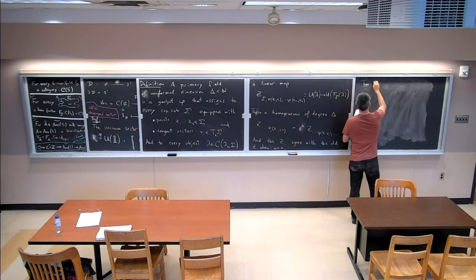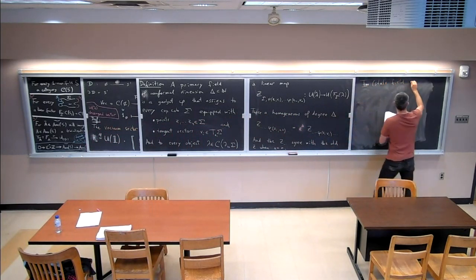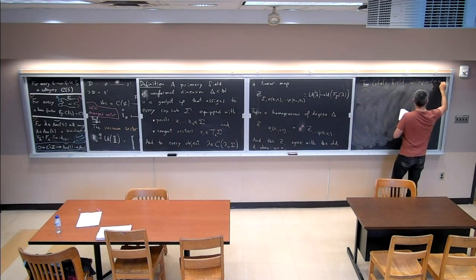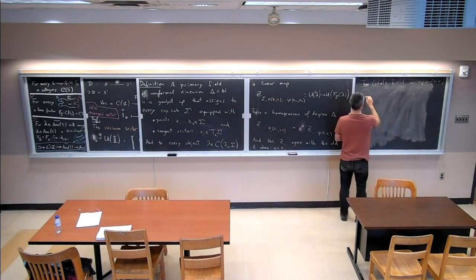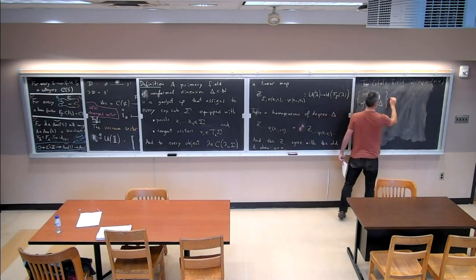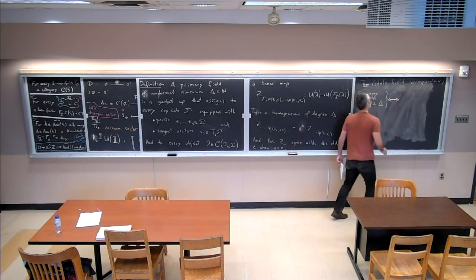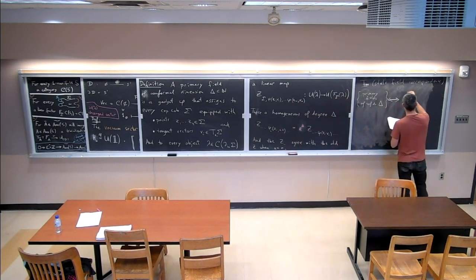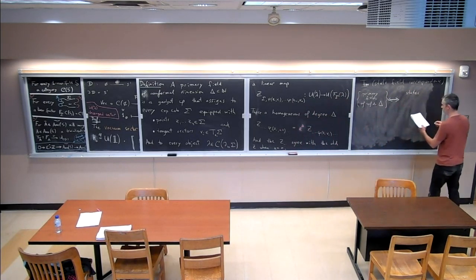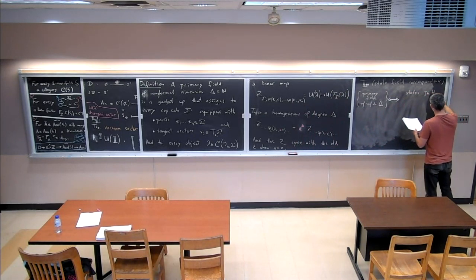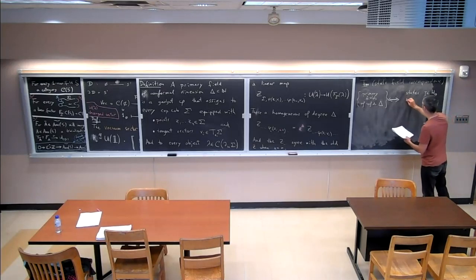Theorem. State field correspondence. It says that primary fields of conformal dimension delta are in bijective correspondence with states, by which I mean elements of the vacuum sector, satisfying L0 of xi equals delta xi.